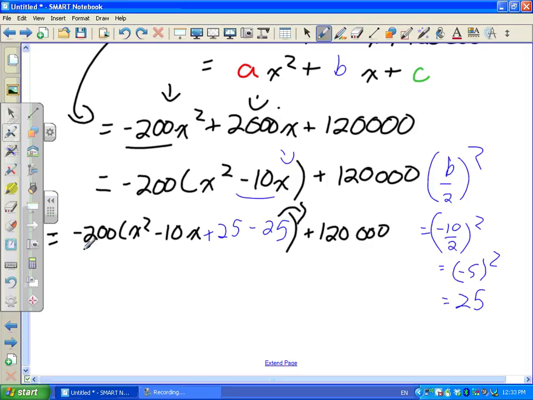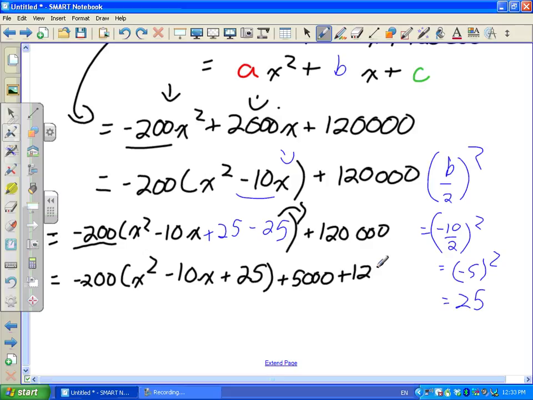And when I move it to the outside, I'm going to have to multiply by this term here. So, negative 200 x squared minus 10x plus 25. And when I move negative 25 to the outside, I multiply by negative 200. It's going to give me positive 5,000 plus 120,000.